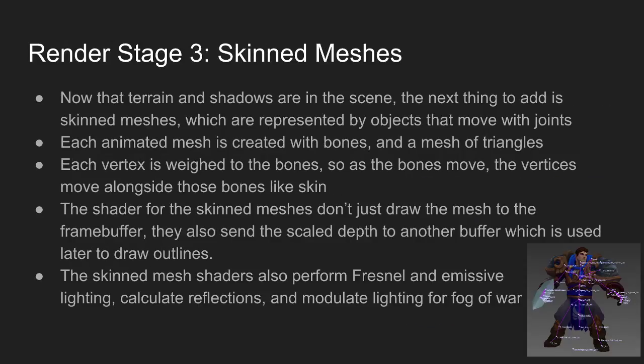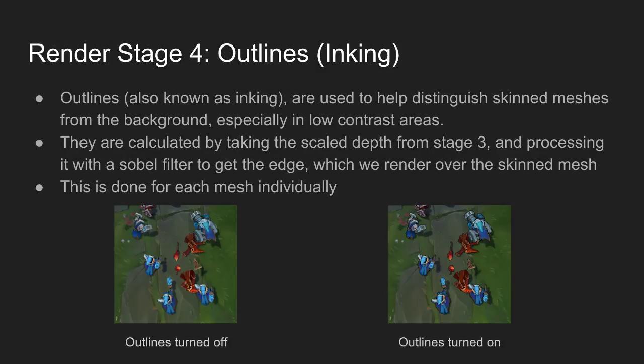Skin meshes are essentially all moving objects. We animate them using bones. Shader also calculates lighting. Outlines are done to make meshes stand out in the background of the scene.